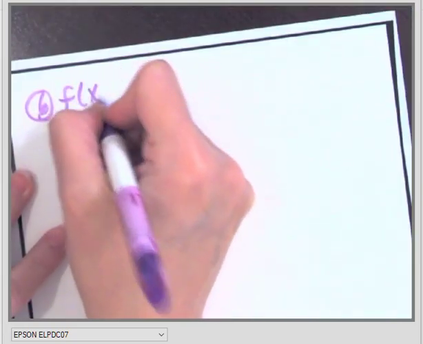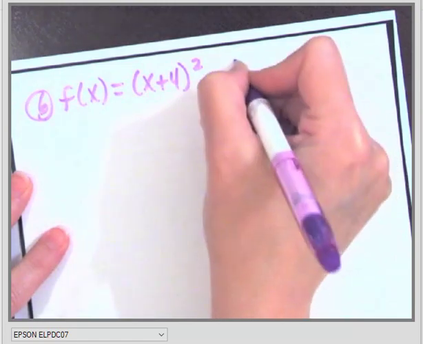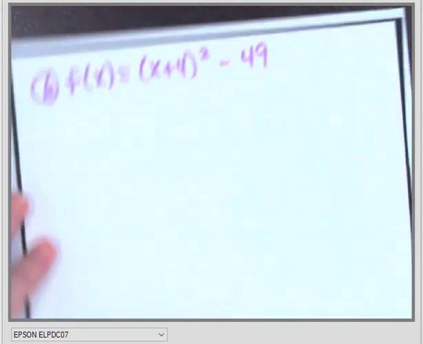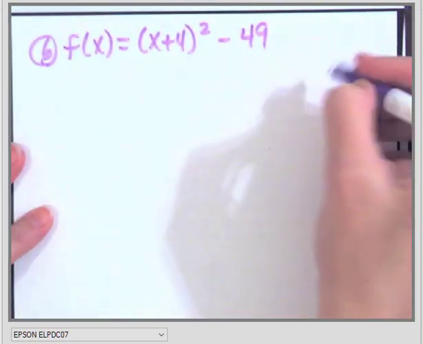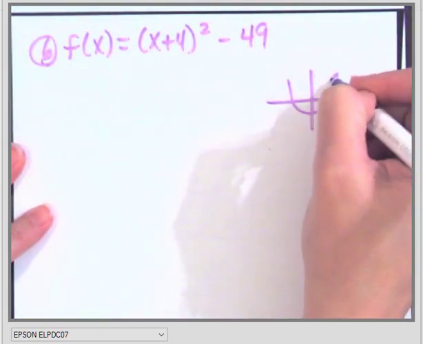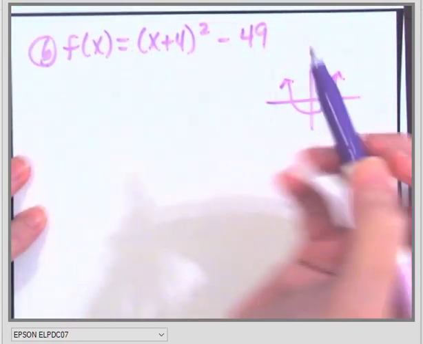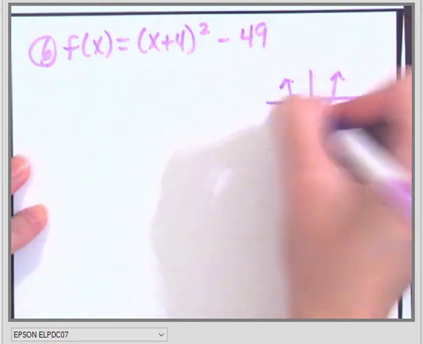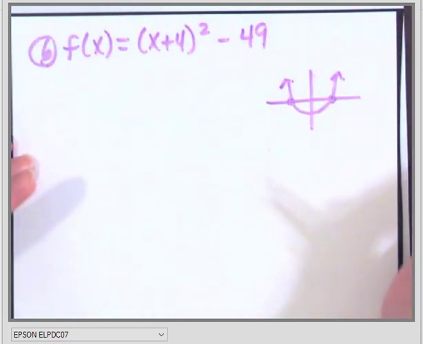F of x is equal to x plus 4 squared minus 49. Okay, so this is still quadratic. So that means if we graphed it, it would look something like this. We know it's going to go up because that number is positive. Now we can graph using x-intercepts and a vertex.